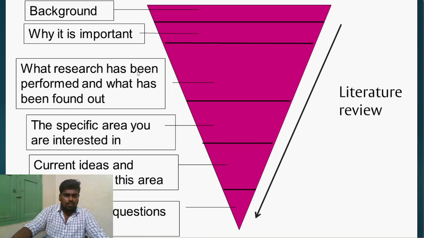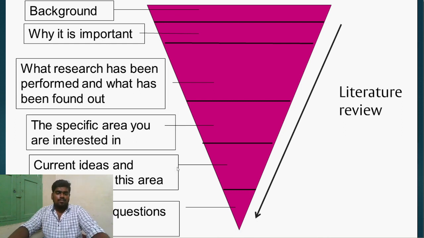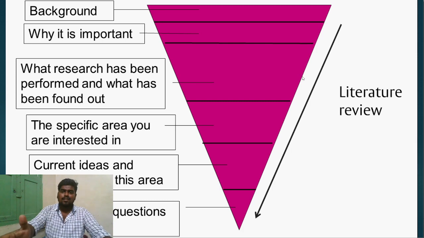So we have to take background information, and we have to justify why it is important, then what research has been performed and what has been found out by the researchers. And we have to show the specific area that we are interested in, in our field of research. And we have to do further reading, which means we have to search for the current ideas and hypotheses in the area that we are interested in. And from there we have to write key research questions that remain unanswered. So these are all the things which will be useful in order to complete a literature review. That's why this schematic representation is like an inverted triangle.